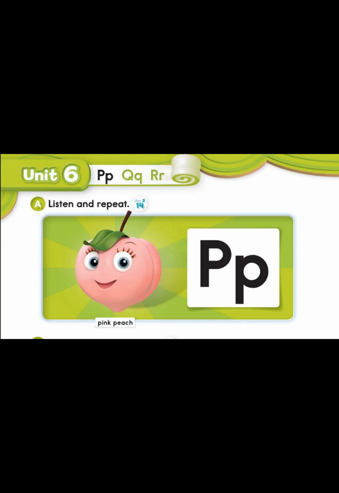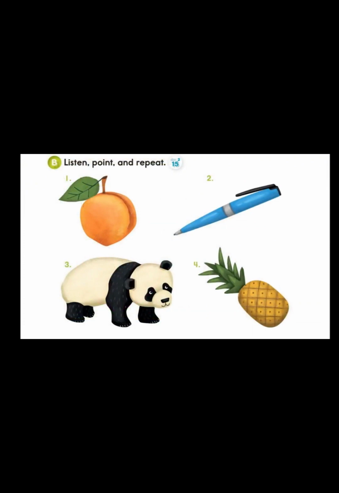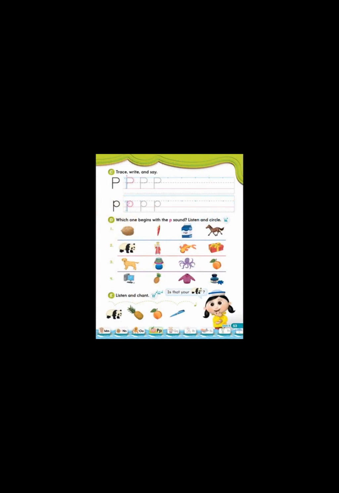P. Page 52. B. Listen, point, and repeat. 1. Peach. 2. Pen. 3. Panda. 4. Pineapple. Page 53. D. Which one begins with the P sound?